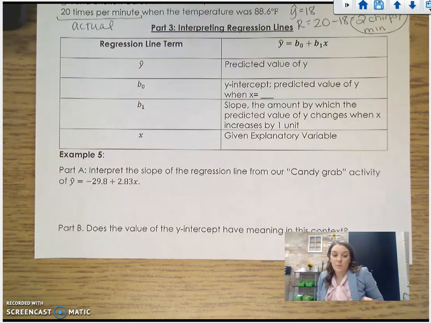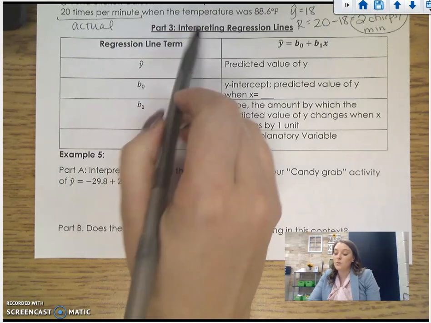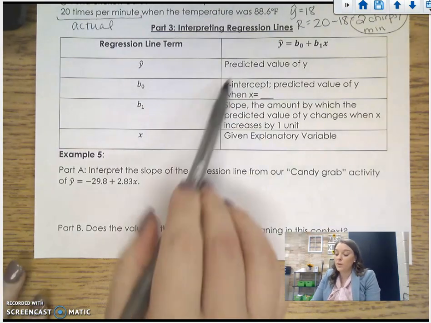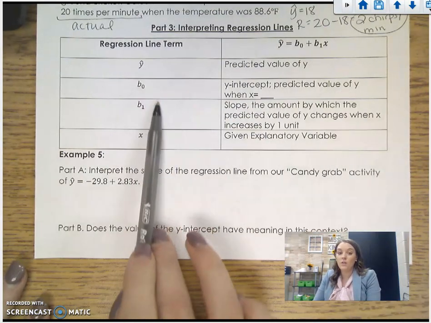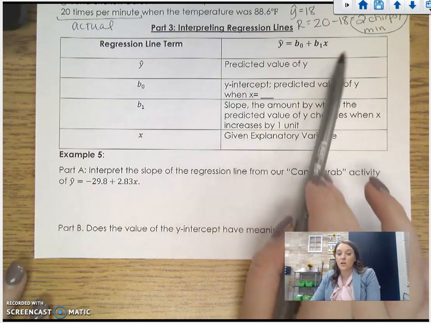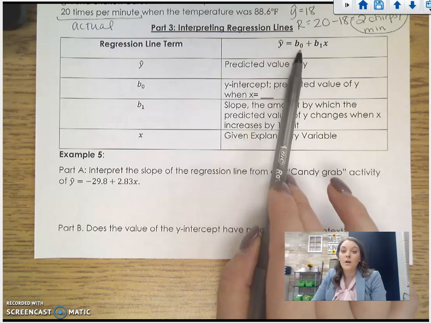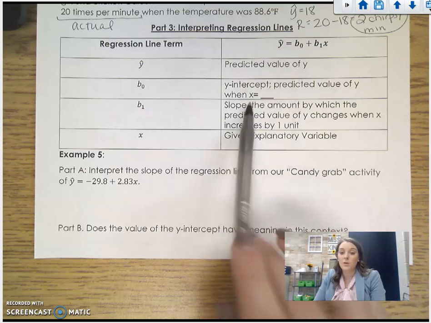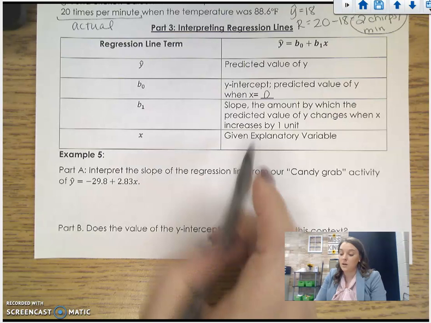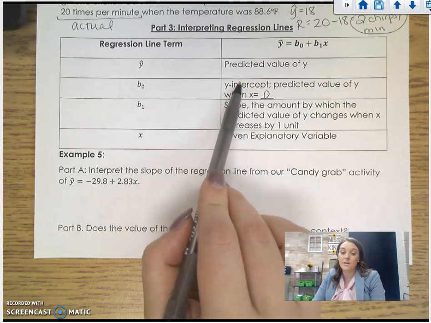Part 3 is very important because not only are you going to need to be able to calculate a regression line, but you're going to need to be able to interpret. And so this box right here goes over all the different variables they use in the regression line. So remember, y hat is going to be your predicted value of y. B sub 0 is going to be your predicted value of y when x equals 0, and that is always going to be your y-intercept.